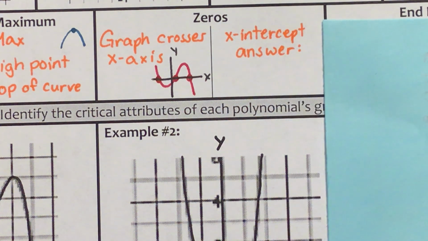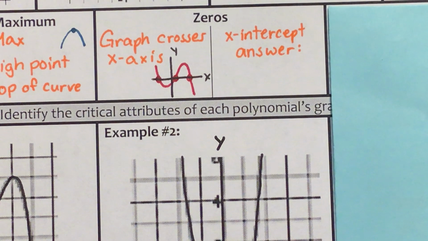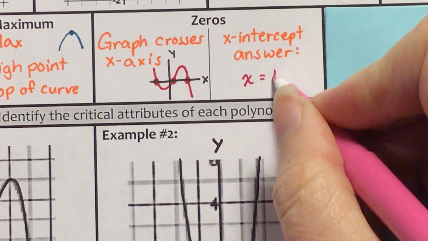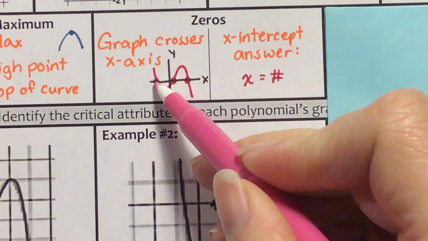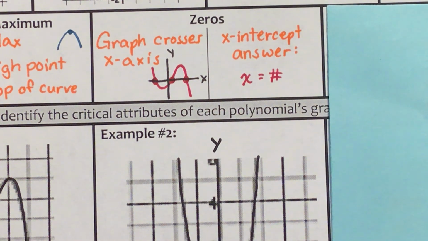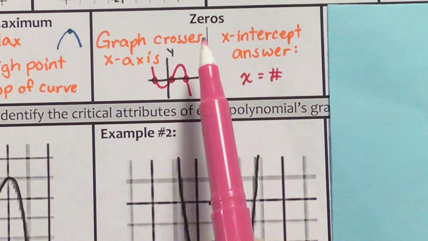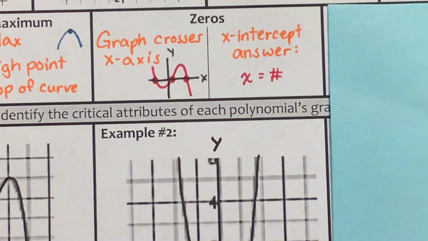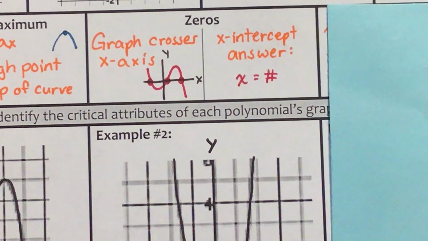Okay. In previous problems, we have written the x-intercepts as answers like x equals a number. We're still going to have that. X equals, and then you put whatever the number is where your graph touches the x-axis. It doesn't have to cross, it at least just has to touch. So you might want to add the word touch in there if you choose. Touches or crosses the x-axis.